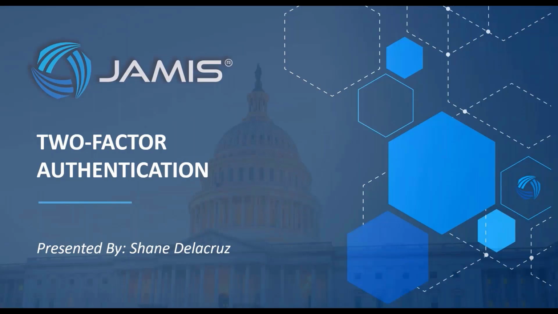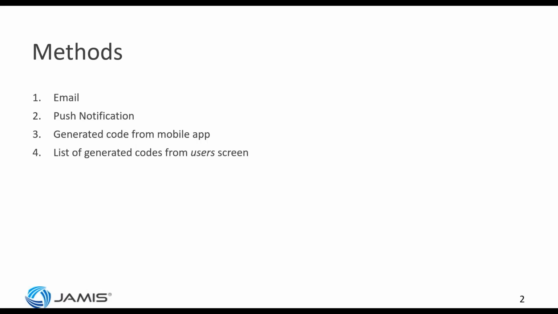Hello, everyone. I'll be going over our new two-factor authentication in 7.0 and the various methods, which are: one, email, which you'll see in the initial setup; two, push notifications; three, a generated code from the mobile app; and lastly, a list of generated codes from the user screen.